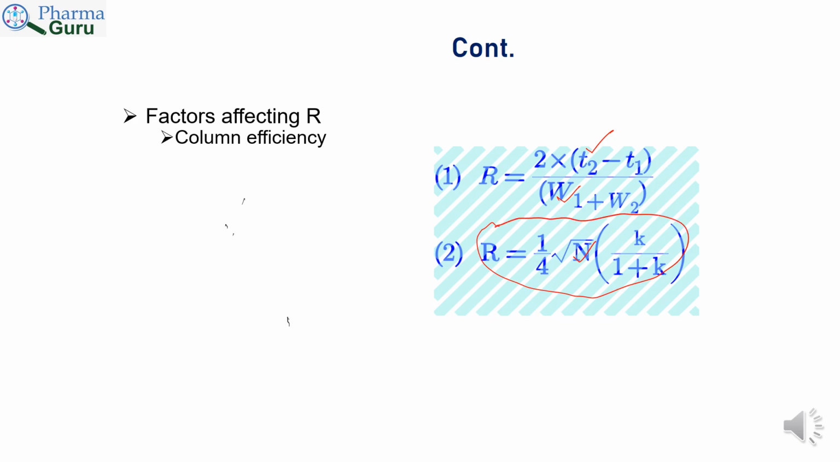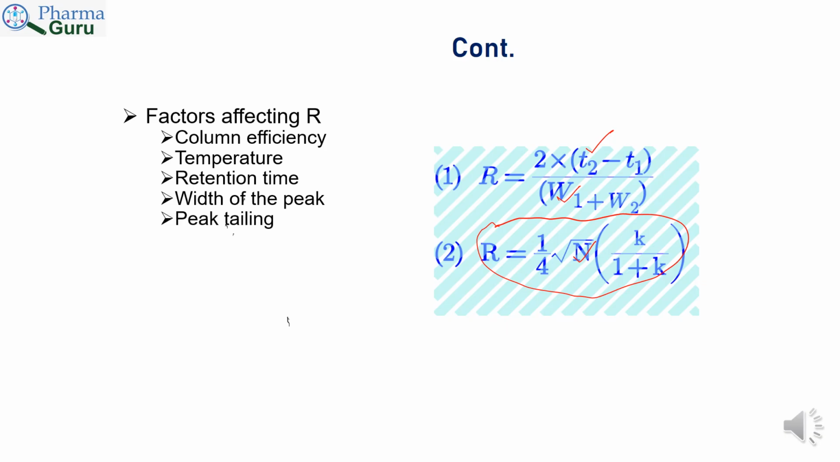Now column efficiency. On increasing column efficiency, resolution is increased. Temperature: resolution may increase or decrease depending upon its effect on retention time and width. Retention time: on increasing retention time, resolution is increased. Width of the peak: if width is decreased, resolution will increase. Peak tailing: on decreasing peak tailing, resolution is increased. Injection volume: on decreasing injection volume, resolution is increased.